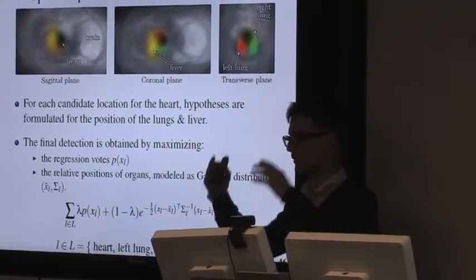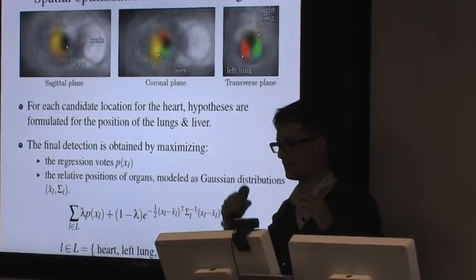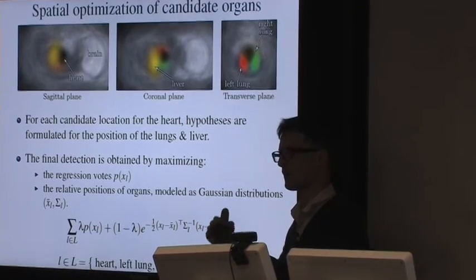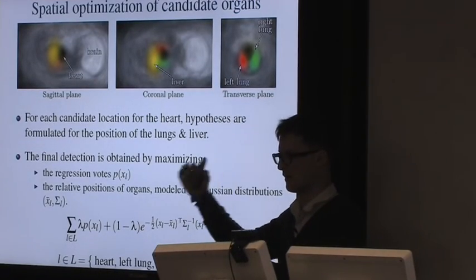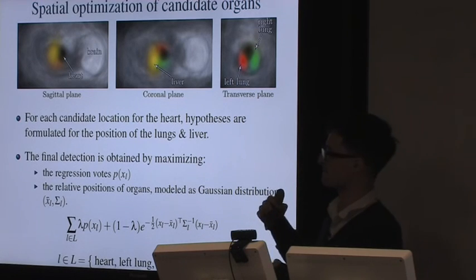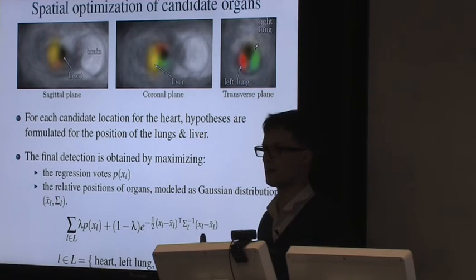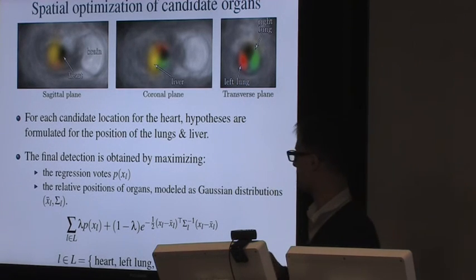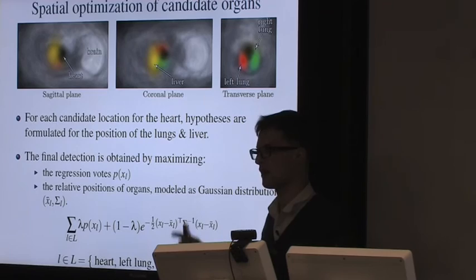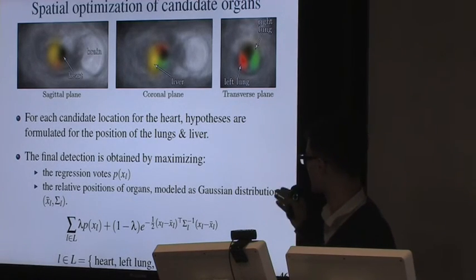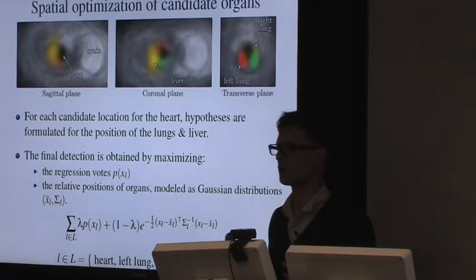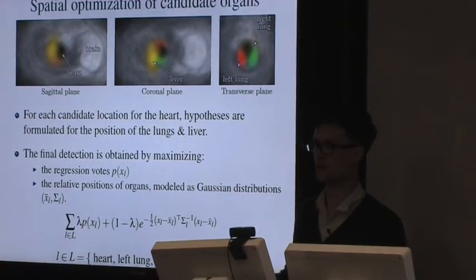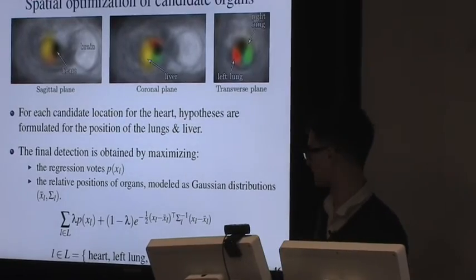So I've got one brain location, but I formulate different candidate hypotheses for where the heart is. For each heart, I formulate candidate hypotheses for where the lungs and liver are. And then I optimize the spatial configuration of the organs so that I maximize the detection scores, and I also maximize the score based on the relative position of organs, because the left lung should be to the left, the right lung to the right, the liver below, relative to the position of the heart and the brain.